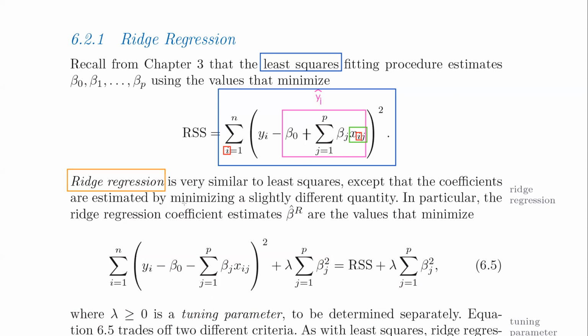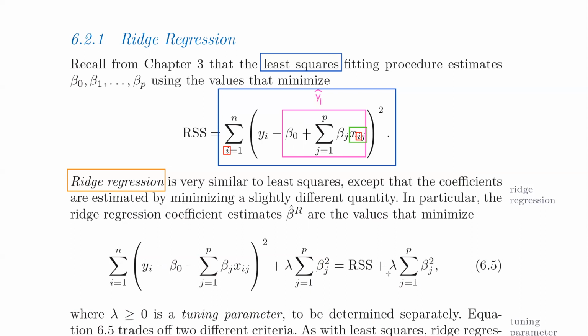So we now have ridge regression. Let's see. It's very similar to least squares, except that the coefficients are estimated by minimizing a slightly different quantity. In particular, the ridge regression coefficient estimates, beta hat, and we're distinguishing them. Let's highlight. We're distinguishing ridge regression betas from least squares betas by including the letter R. That R has nothing to do with R squared that we had earlier. I guess it's just R for ridge.